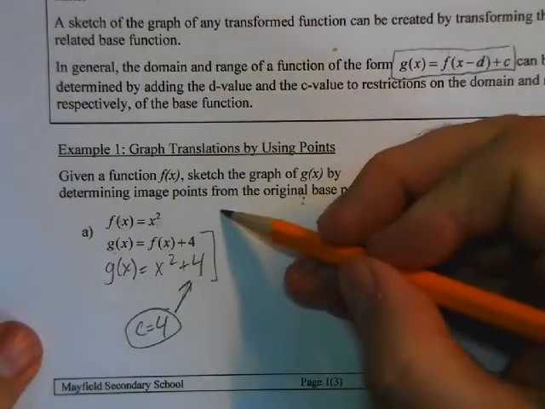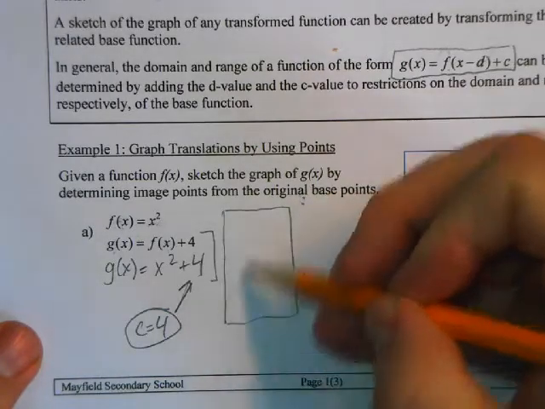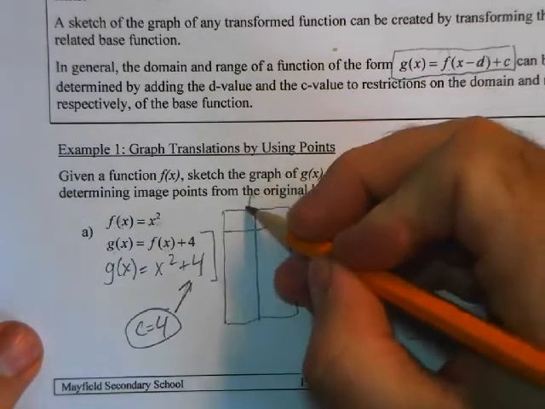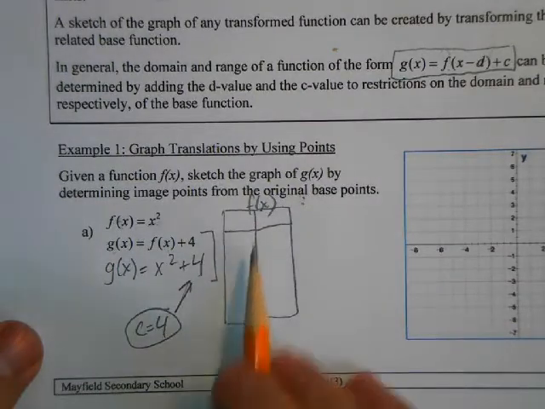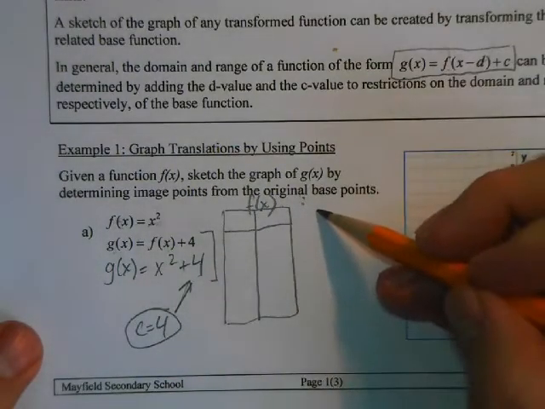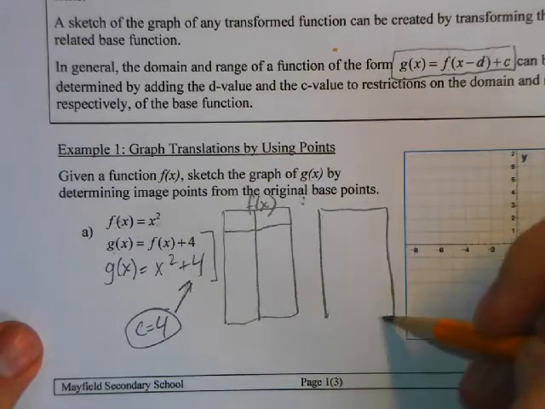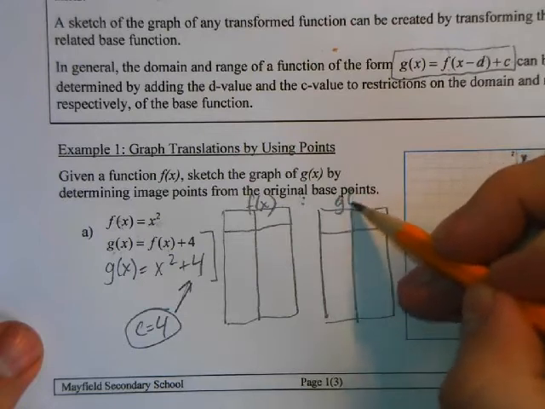Okay, I'm going to put the base points of f of x here. So I'll put f of x above to show that this is a table of base points for f of x, and over here these will be the transform points, which would be points on the graph of g of x.